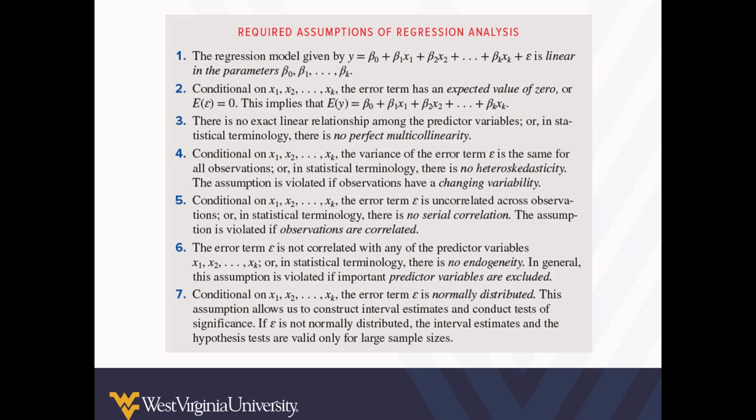Our fourth assumption is that the variance of the error term is consistent for all observations. Our fifth is that the error term is not correlated with our observations. The sixth is that the error term is not correlated with the predictor variables. And our seventh assumption is that the error term is normally distributed.